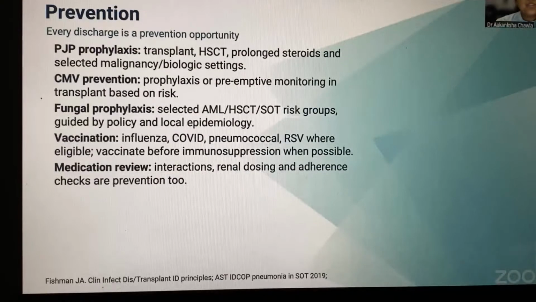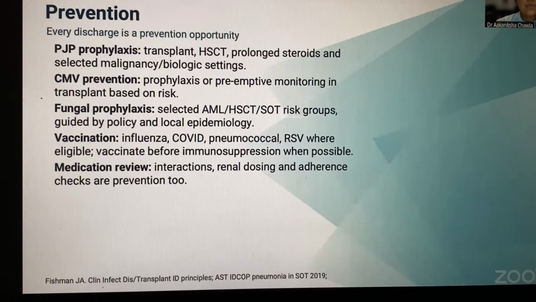So, pneumocystis prophylaxis for all patients post-transplant, HSCT, patients on prolonged steroids, and selected malignant as well as biological settings. CMV prevention, prophylaxis and preemptive monitoring in transplant based on risk.